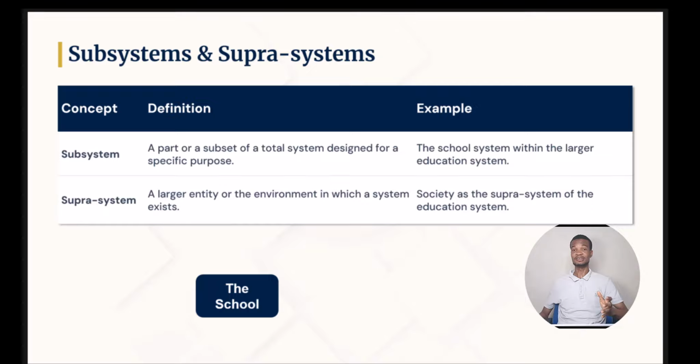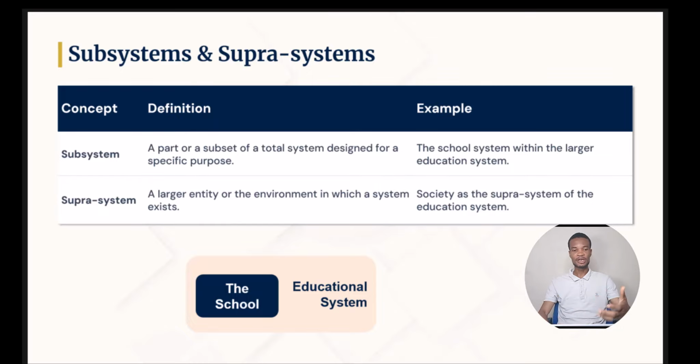So, what is an example of a subsystem? We have the school system within the larger educational system. You can see on the screen that we have the school, and the school is a subset of an educational system. The function of the school is to enroll students and then to give them structured learning for them to be able to contribute to their society. There are other systems in the educational system. The school is just one of them.